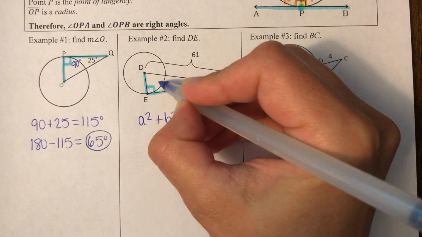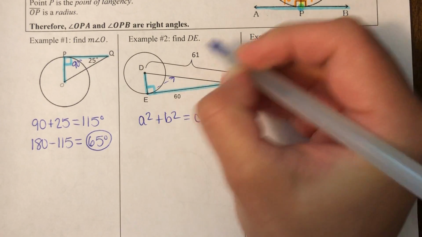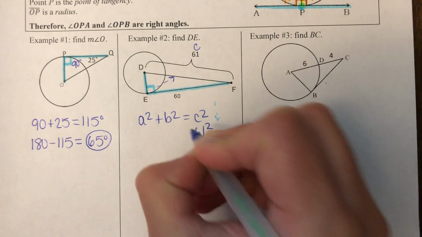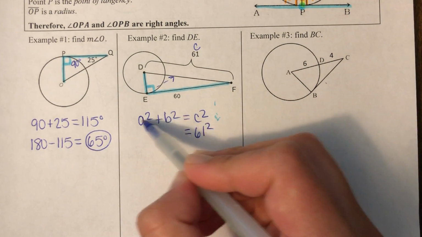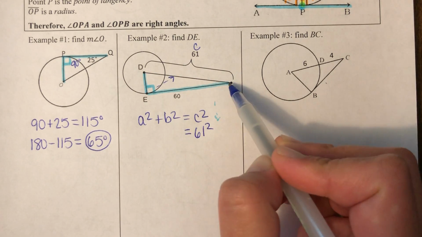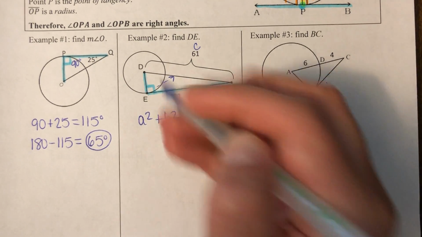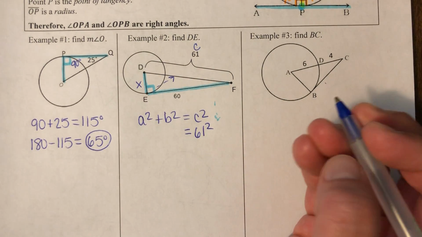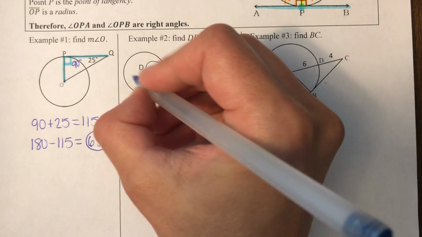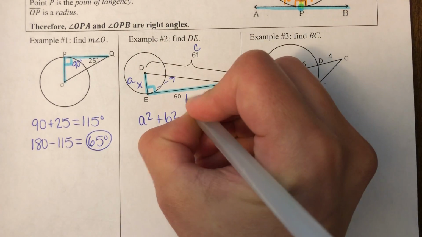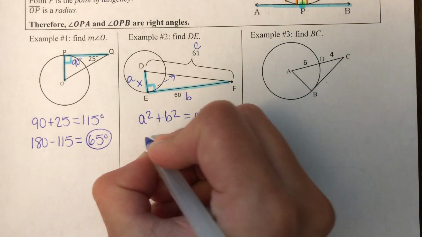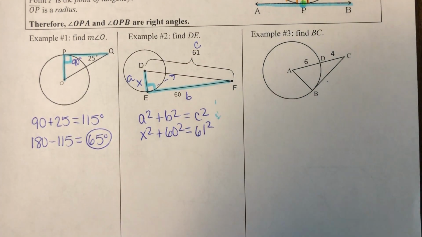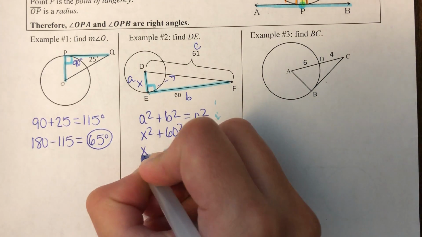So here's my right angle. I look across. That means my c value is 61. A and B are my 2 legs. I don't know this leg. I'll just call it x. I do know that the other leg is 60, and it doesn't matter which one you call A and which one you call B. I'll just call that A and that B, but you could have switched them if you'd like. Plugging them in, x squared plus 60 squared equals 61 squared.